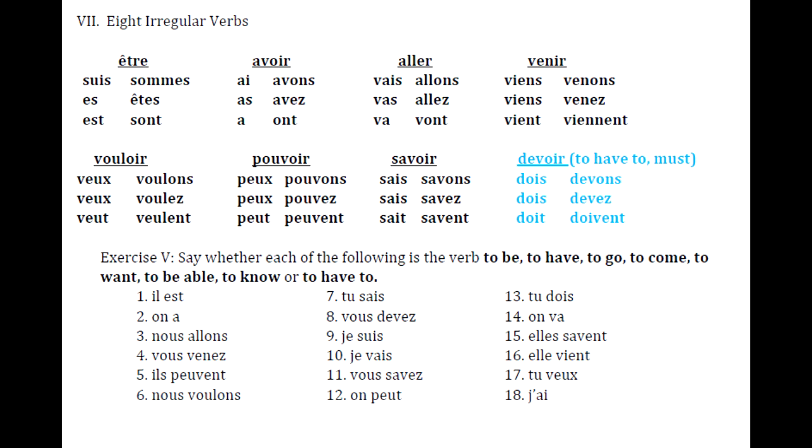Exercise V. Say whether each of the following is the verb to be, to have, to go, to come, to want, to be able, to know, or to have to. Number 1. Il est. To be. Number 2. On a. To have. 3. Nous allons. To go. 4. Vous venez. To come. 5. Ils peuvent.